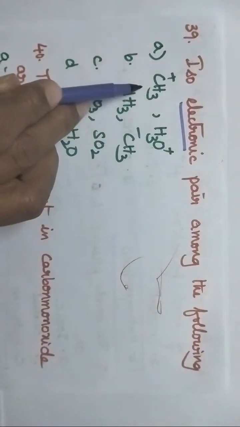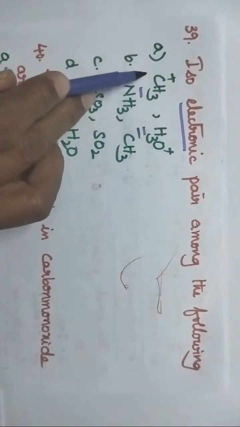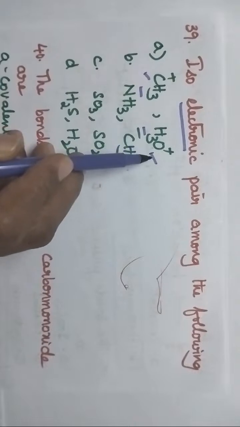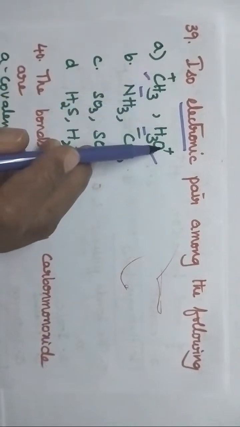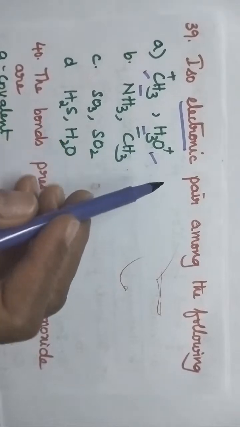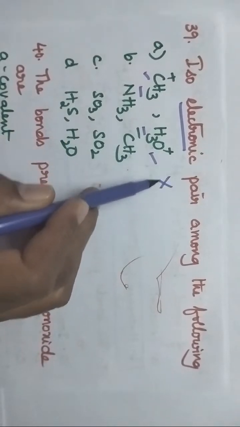Let us calculate from the first option. Here three hydrogen atoms are present, here carbon and here oxygen atoms are present. So both are having different number of electrons. So you eliminate option A.